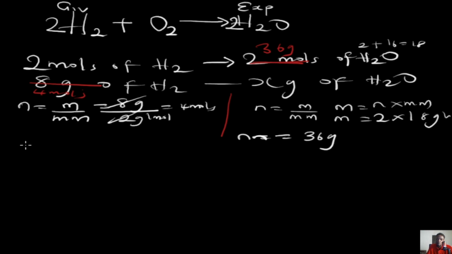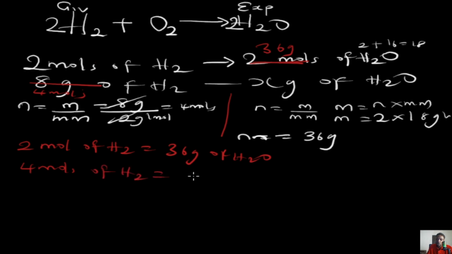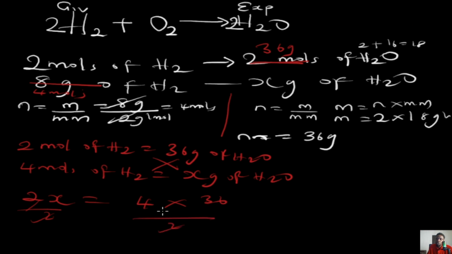So let's do the cross multiplication down here. This will now be 2 moles of hydrogen equals 36 gram of water. Therefore 4 moles of hydrogen will now give x gram of water. Cross multiplying directly, this is now going to be x times 2, which is 2x, equals 4 times 36. Dividing both sides by 2, this is going to give you 2 times 36, and that is going to be 72 gram of water. So basically, let's see if that is even in the options.